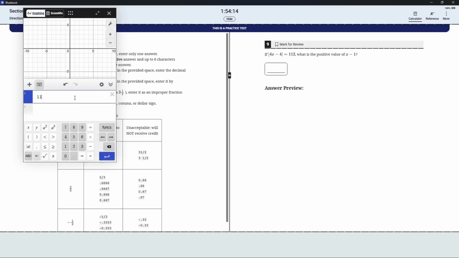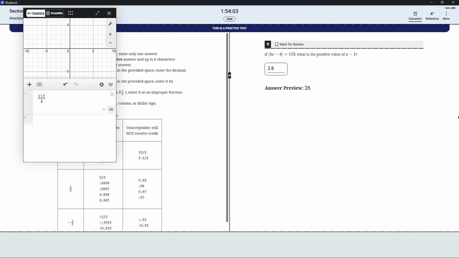So just do 112 divided by 4, which gives you 28. And when you do that, the 4's cancel out here. So it's x minus 1. So x minus 1 equals 28, which is exactly what you're trying to find. So your answer is 28.